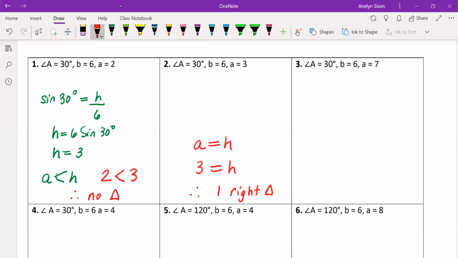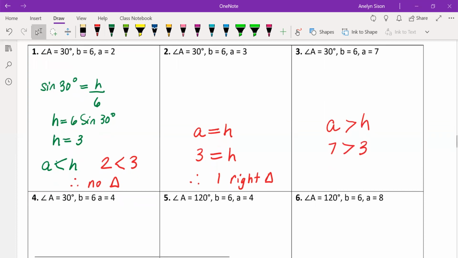This one, let's say. So A here is, the height is again 3. A is 7 and the height is 3. So A is greater than the height. 7 is greater than the 3. Now, we know we're going to have a triangle here, but how many? That's the question. Are we going to have 2?